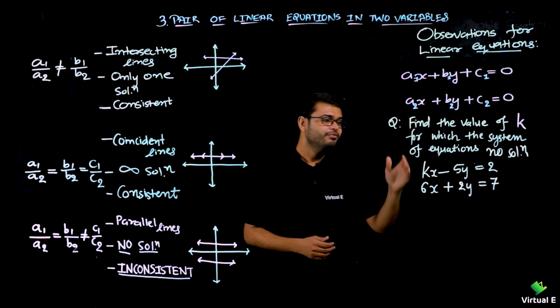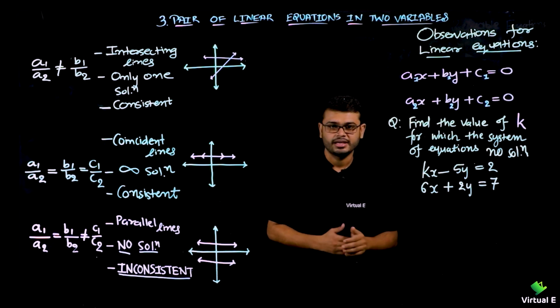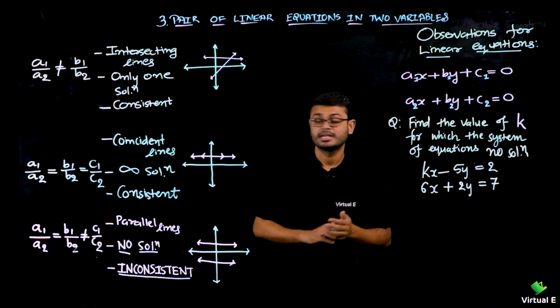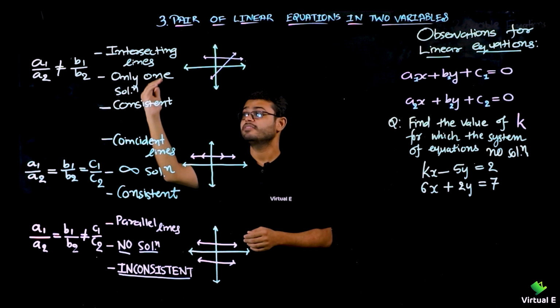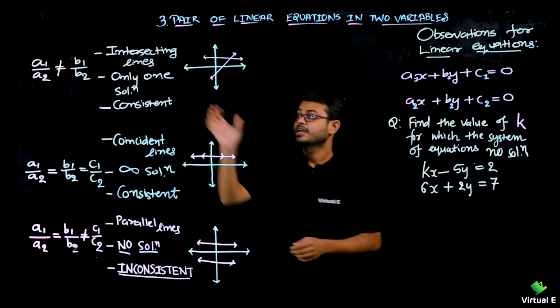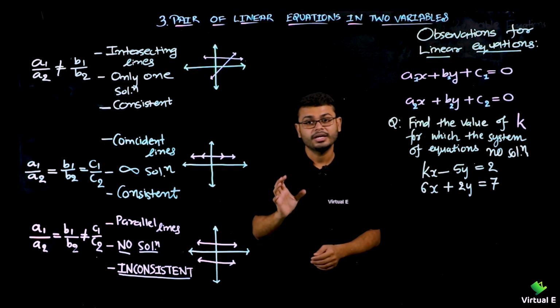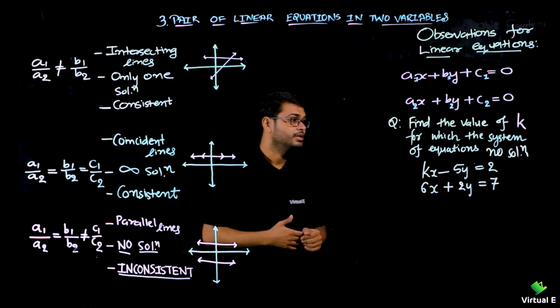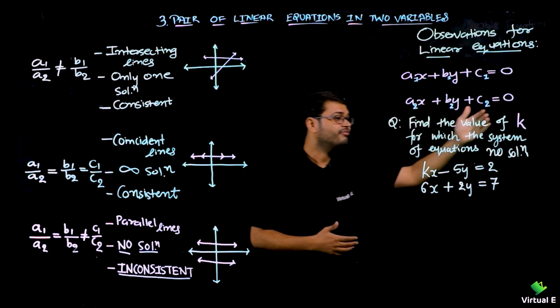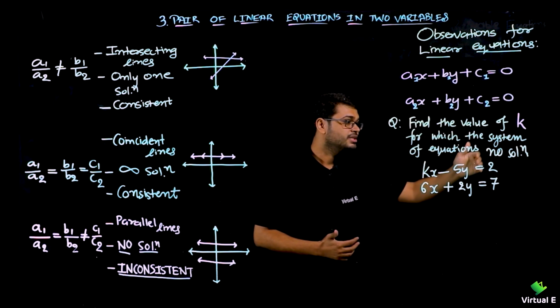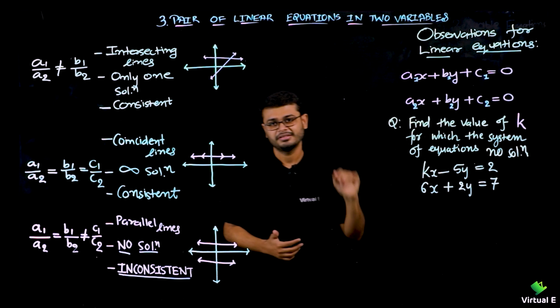Here we want to find the value of k while the category is given. We are doing reverse. So far we were finding which category it belongs to. Now we are going to do reverse. Category is already known and we want to find the unknown which is present in the equation. So find the value of k for which the system of equations has no solution, right?